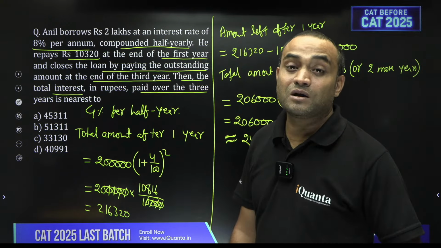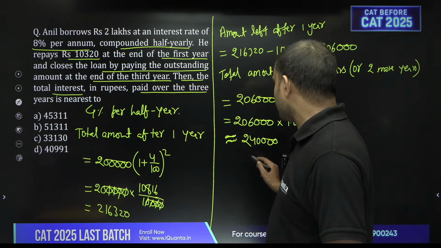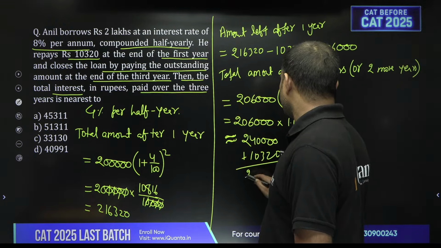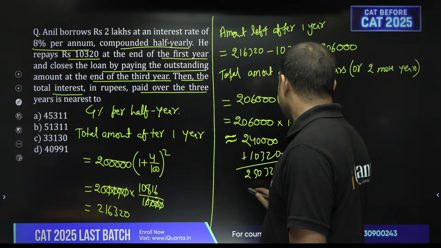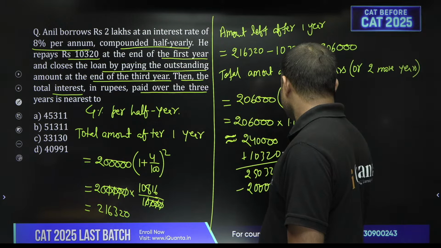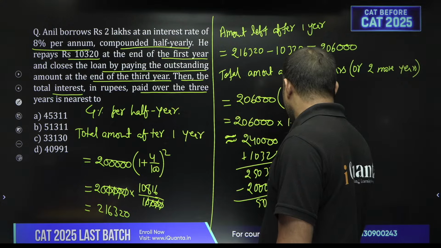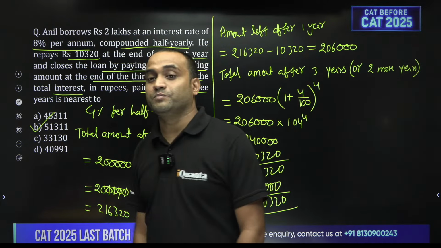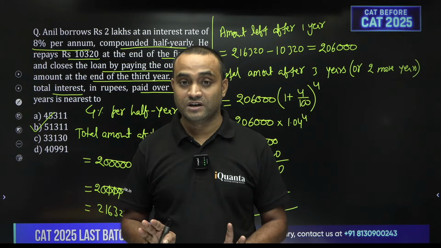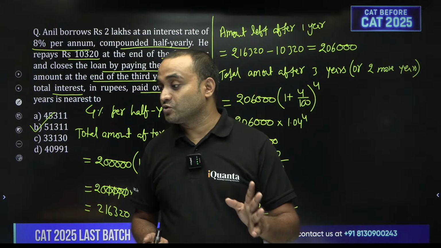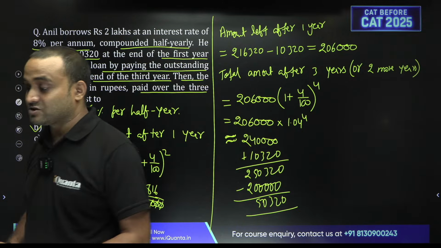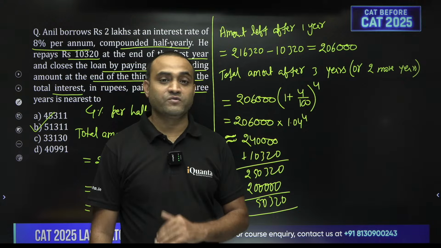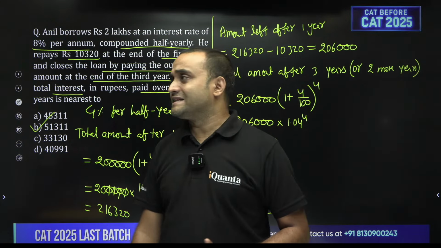So what is the total amount that he paid? 2,40,000 plus 10,320. So this will be 2,50,320, of which if you subtract the total loan, you are getting 50,320. And if you check, the closest answer is option B, and you don't even need to touch the calculator here, right? But yes, there is an on-screen calculator that you can use, you can get the exact answer, but we don't need that. You can also solve it in this way.